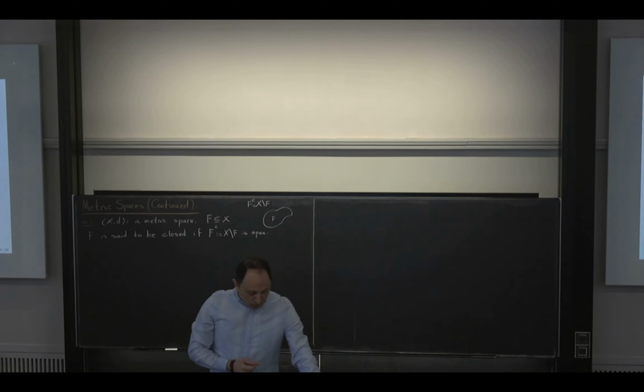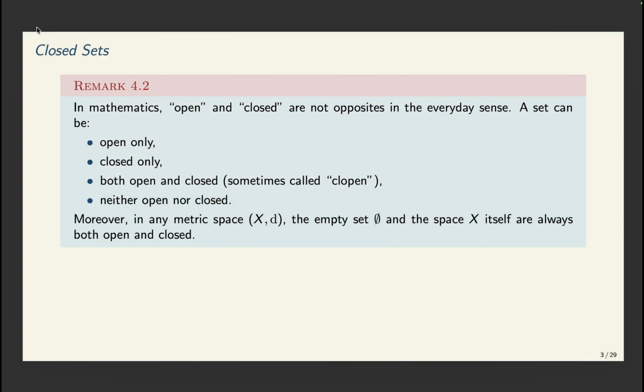So one remark is important. In mathematics, open and closed are not opposite in the everyday sense. That's very important to understand in topology here. A set can be open only, closed only, both open and closed. I have seen sometimes in some math books they call it clopen. It's closed and open. And neither open nor closed. Okay? And I have written something down below. It's important to know in any metric space, the empty set and the space X itself are always both open and closed. Okay, but I want to explain this a little bit here.